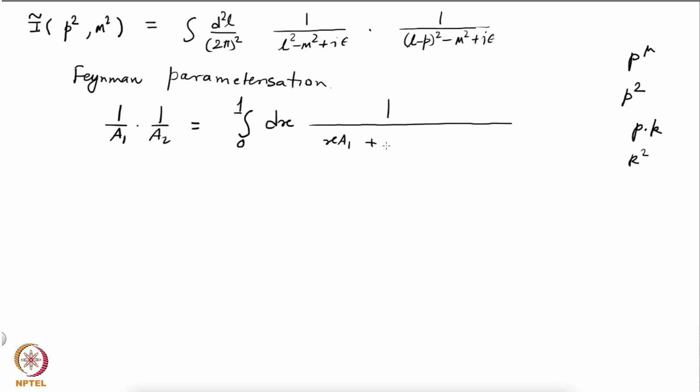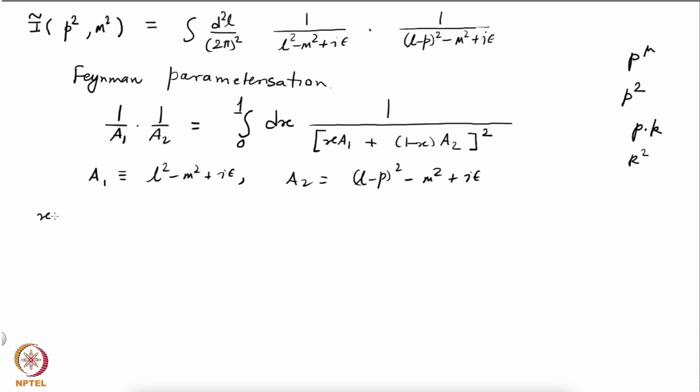x A1 plus 1 minus x A2, and here you will have a square. You have A1, A2, so two denominators, so there is a square here. Okay. And I will encourage you to prove this relation, that this is indeed true, but I will just assume this to be true, and I will work with it. Okay, so let's look at this integral now. So A1 is defined to be l square minus m square plus i epsilon, and A2 to be l minus p square minus m square plus i epsilon.